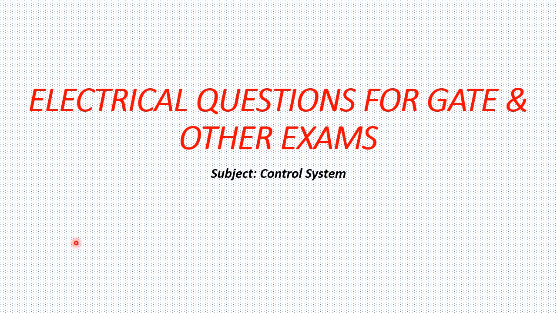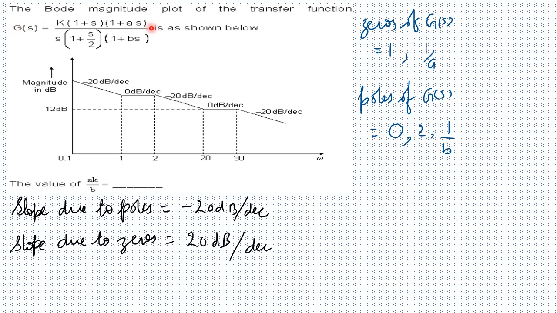Hello friends, welcome again. Today we'll be solving a problem related to control systems. The problem is that the Bode plot of a transfer function G(s) is given and we need to find the value of AK by B. Now you can see here that this transfer function is in time constant form.